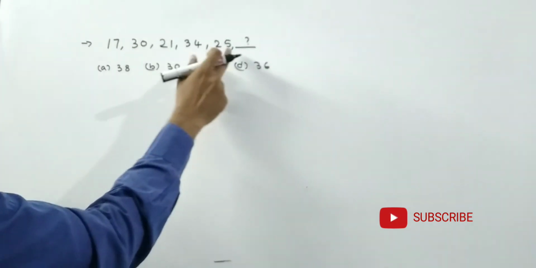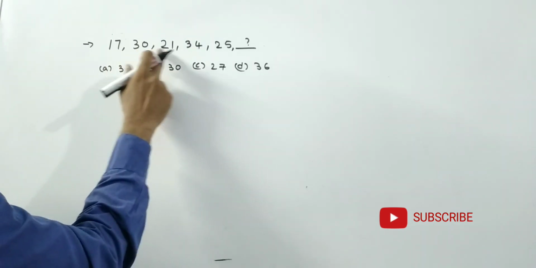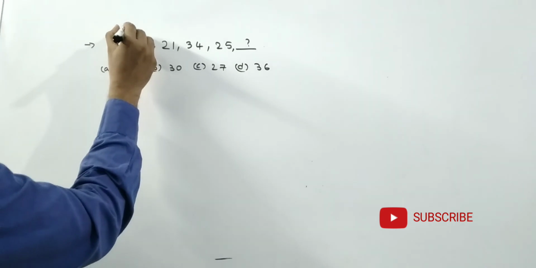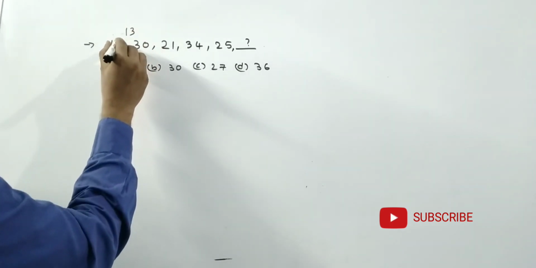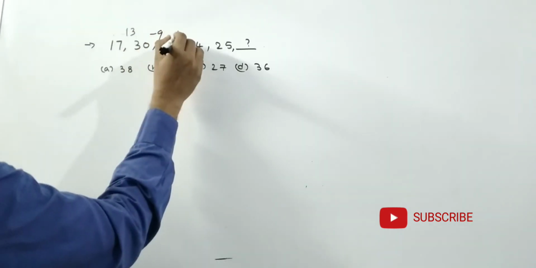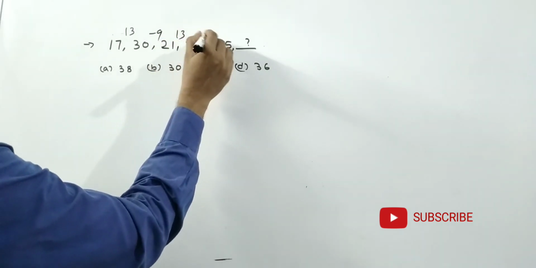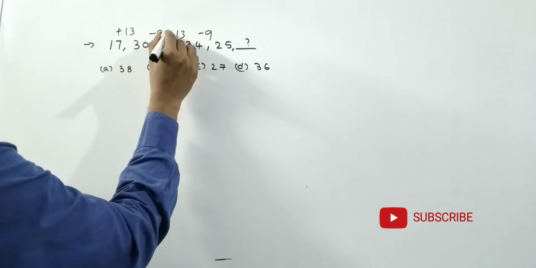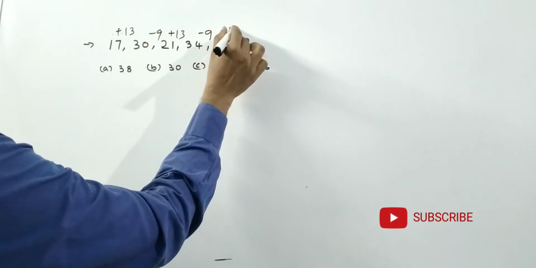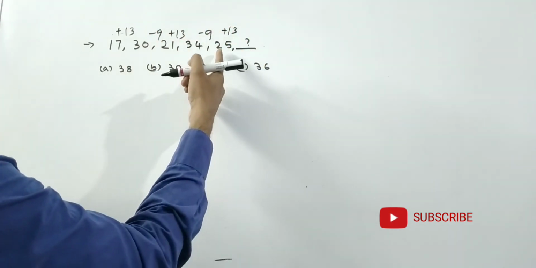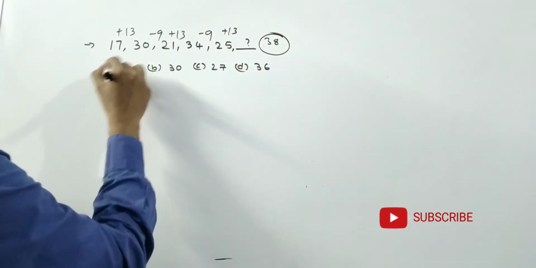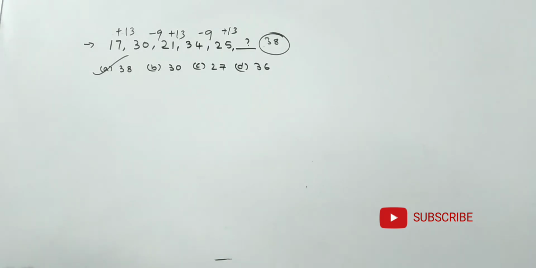See friends, what he has given here, 17, 30, 21, 34, 25. What is there? Nothing is there, see friends. He added 13, here minus 9, here 13, here again minus 9. That means plus 13 minus 9 plus 13 minus 9. Here what will come? Plus 13 will come. 25 plus 13, how much? 38. Answer is 38. See friends, no logic, nothing is there.